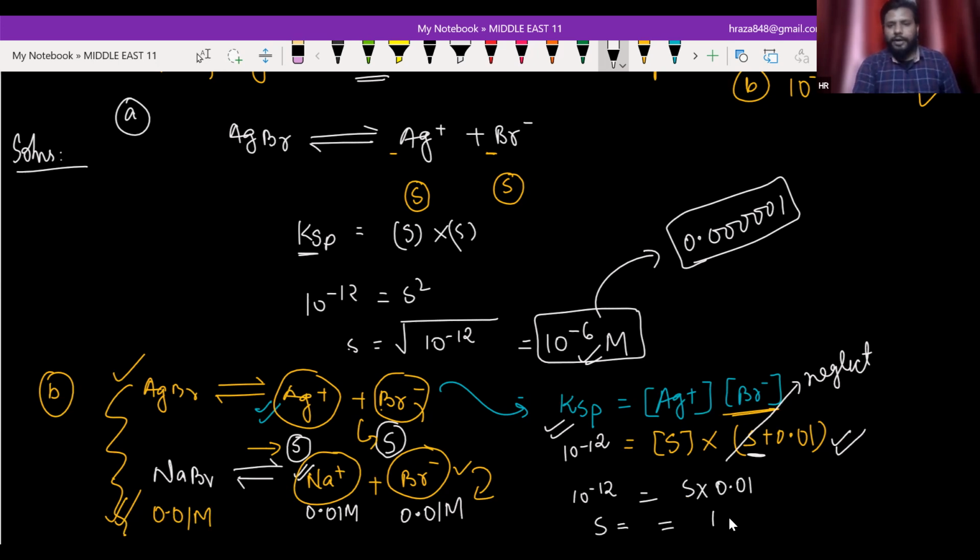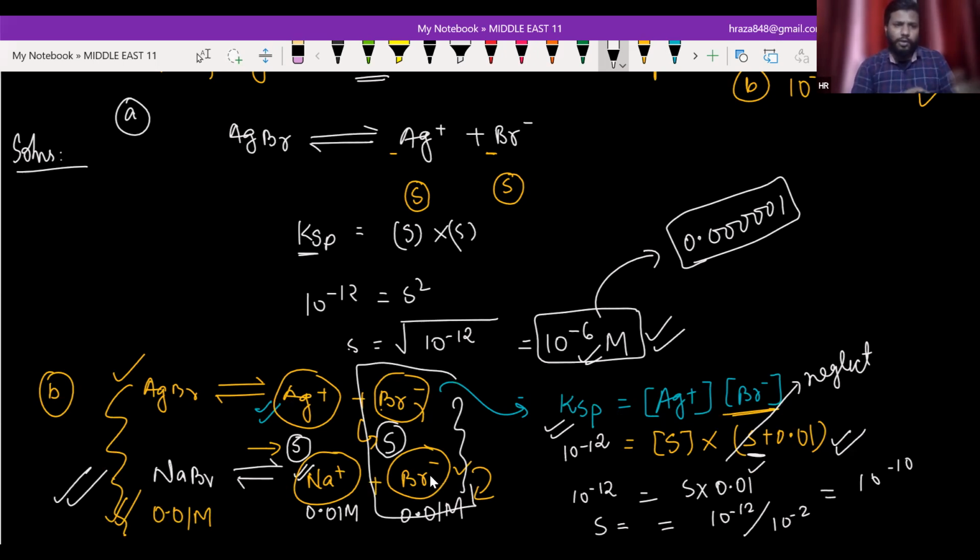S will be equal to 10 raised to the power minus 12 upon, you can write 0.01 as 10 raised to the power minus 2. When you solve it, you will get a value of solubility 10 raised to the power minus 10 in NaBr. Okay, and if you put AgBr in water, you will get a higher solubility because of this common ion effect. This is called common ion effect. I will show you what is basically common ion effect. This is common ion. Now you will get to know why the value of solubility decreases.